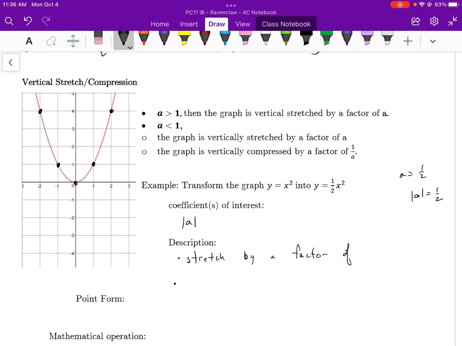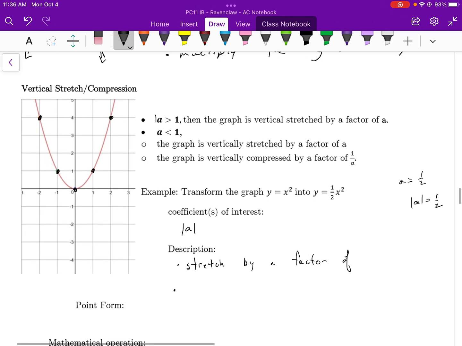We got our first taste of transformations with reflection. Let's move on to the next transformation we're going to be looking at, vertical stretch and compression. From the definition, we see that, now I'm just going to alter our notes slightly. It should be when the absolute value of A is greater than 1, then the graph is vertically stretched by a factor of A. But when the absolute value of A is less than 1, we can say it two ways.